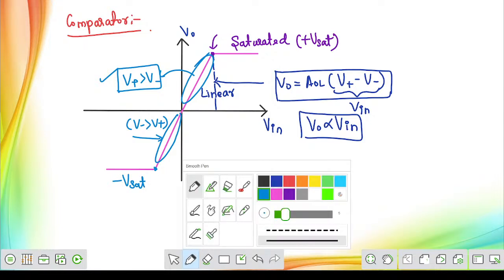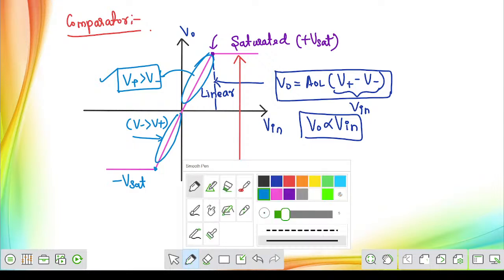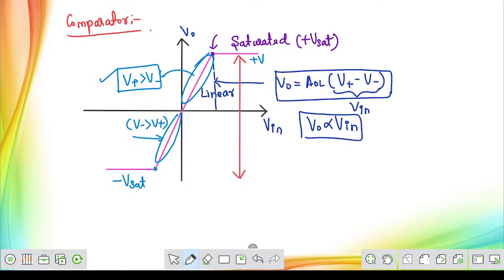So the operational amplifier has a certain range here. What is that range? It lies between plus Vsat and minus Vsat. In some applications we operate the operational amplifier in the linear region, and in some applications we operate it in the saturation region. So the output voltage will be floating between plus or minus Vsat.